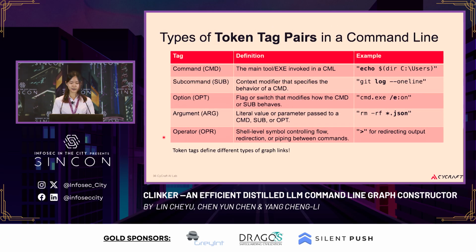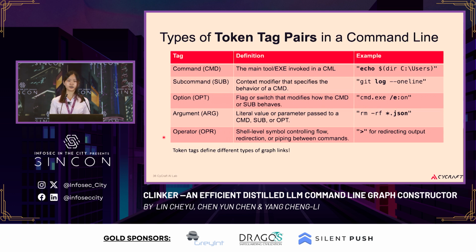And next, we also define several key tokens that appear within a command line to help us analyze its semantic structure. These token tag pairs include command, CMD, which is the main tool or executable invoked in a command line, like echo in the example. We also have subcommands, sub, which are context modifiers that specify the behavior of a CMD, like log in git log.